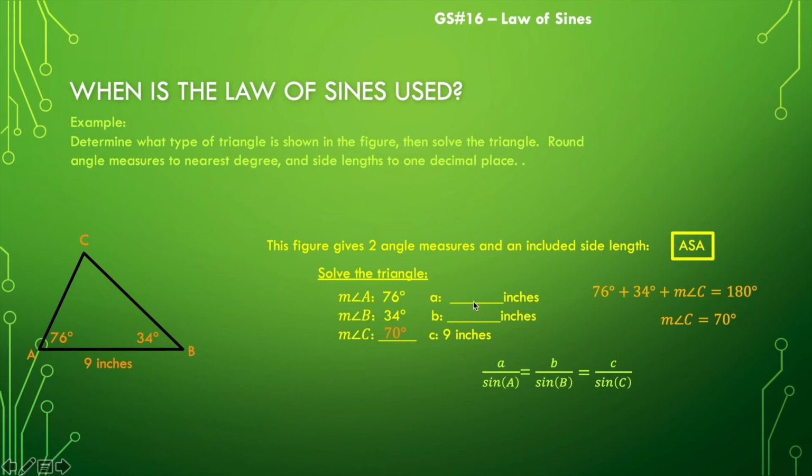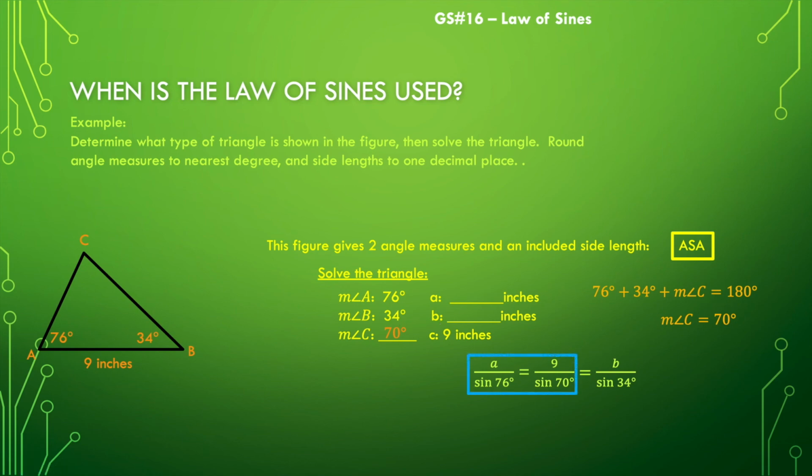And so I'm going to place this right in the middle instead of putting C on the outside, just so it's easy for me to grab the appropriate proportions. So instead of doing ABC, I'm going to do side length C over the sine of angle C in the middle, and side length B over the sine of angle B on the end. Okay, and so that will look like this. Side length A over the sine of 76 degrees, side length C, 9 over the sine of angle C, which is 70 degrees, and side length B, which I don't know, over the sine of 34 degrees.